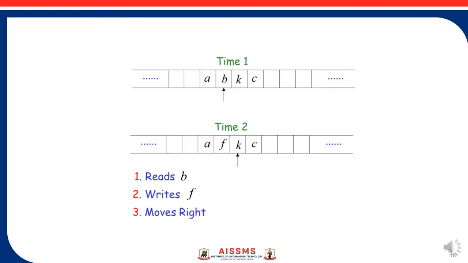Another example to consider here: initially the head is pointing to B, we read the B. B is replaced with F by writing F in the place of B in the tape, and now here we can see that the tape moves to the right side.